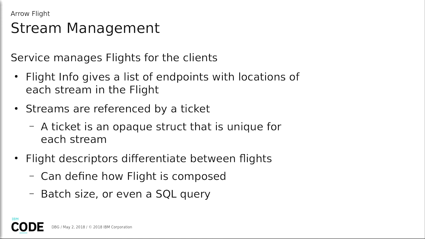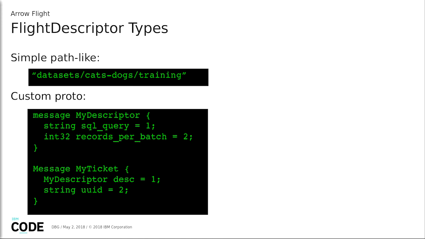So now your service can handle more than one flight, and it differentiates between flights by using a flight descriptor. And with that flight descriptor, you can define how your flight is composed. You can do things like set a batch size or even make a SQL query. So let's take a look at the flight descriptor.